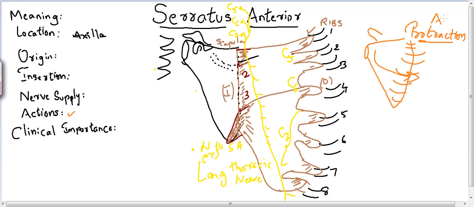There are other actions. These fibers which are inserted to the inferior angle, the 4th to 8th digitations, pull the scapula forwards and they rotate the scapula in such a way that, when the scapula, which is oriented like this, gets rotated, along with the trapezius, what is going to happen? The glenoid cavity will turn upwards like this.